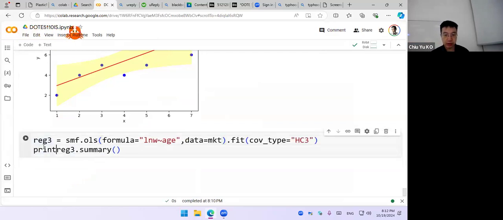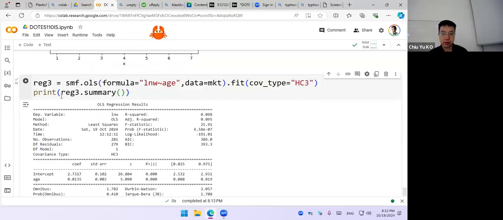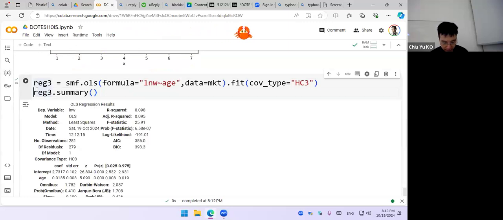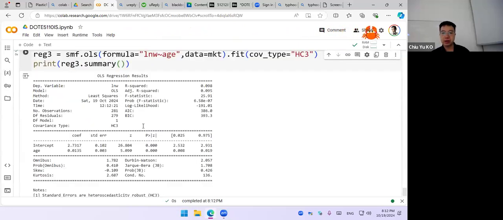And I print the summary there. Yes, I need to do that. In fact, yeah, print is better. So we have a nice summary here.